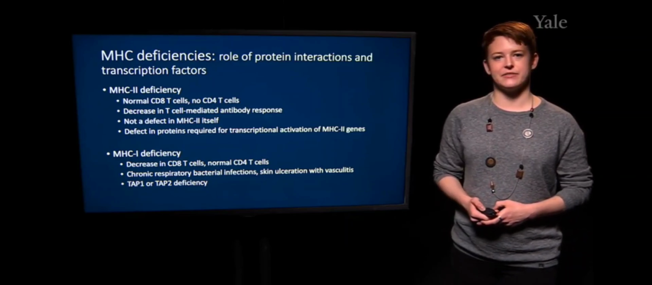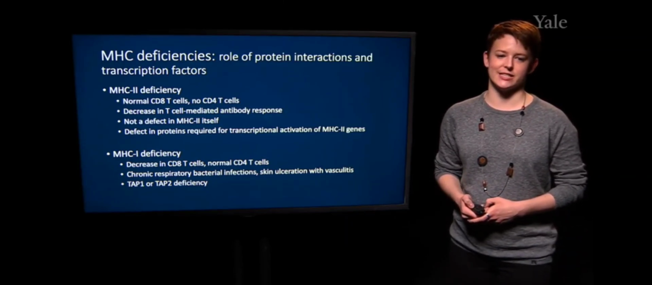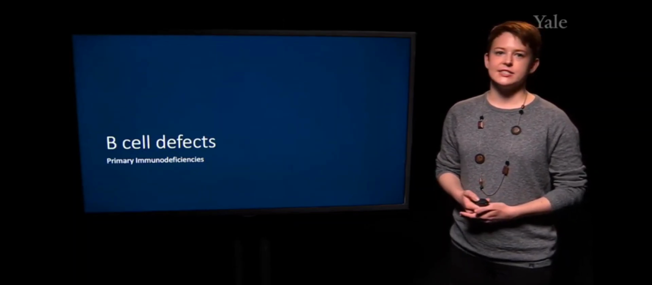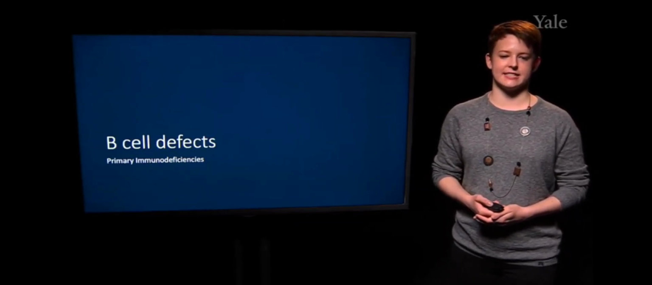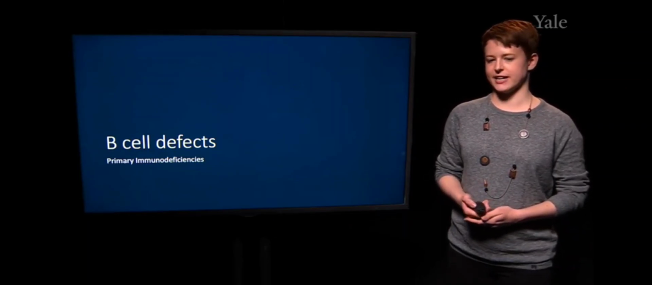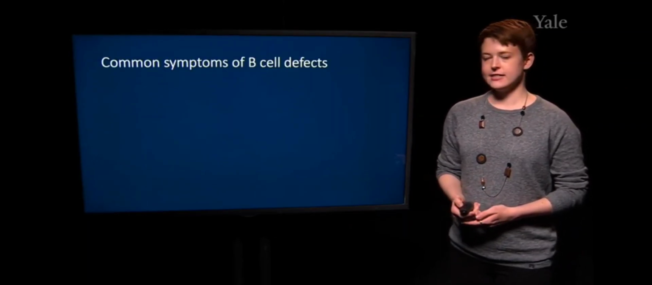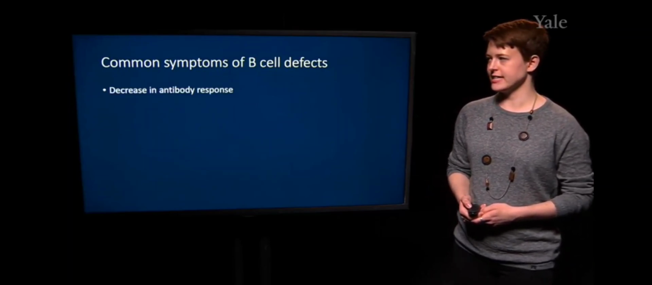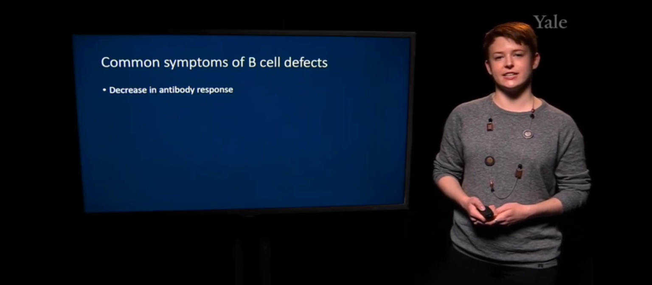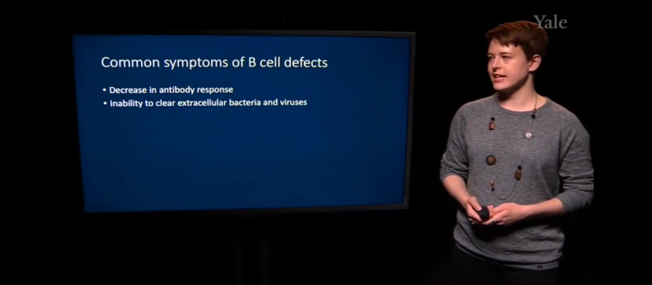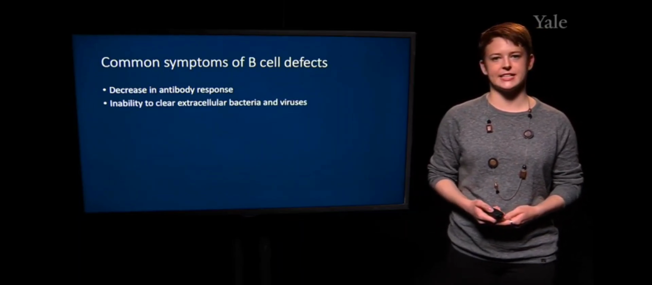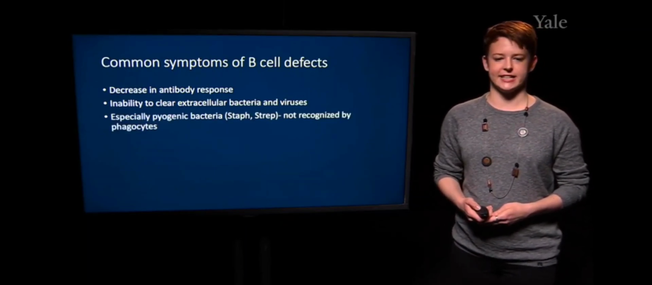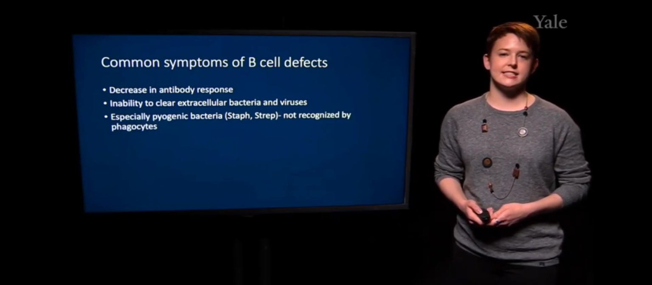So our next category of deficiencies we'll broadly call B-cell defects. So B-cell defects in general have a set of common symptoms, and this is due typically to a decrease in antibody response. And this antibody response defect leads to an inability to clear extracellular bacteria and viruses. And this is especially true of pyogenic bacteria such as staph or strep, as these are not recognized by phagocytes.